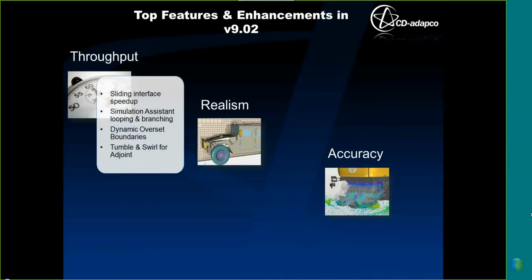So let's first take a look at throughput. We sped up our sliding interface calculation. We've added some new capabilities to the simulation assistant, which we call looping and branching. We also have a brand new overset capability called dynamic overset boundaries, and we've added a new cost function for adjoint, which is the tumble and swirl function.